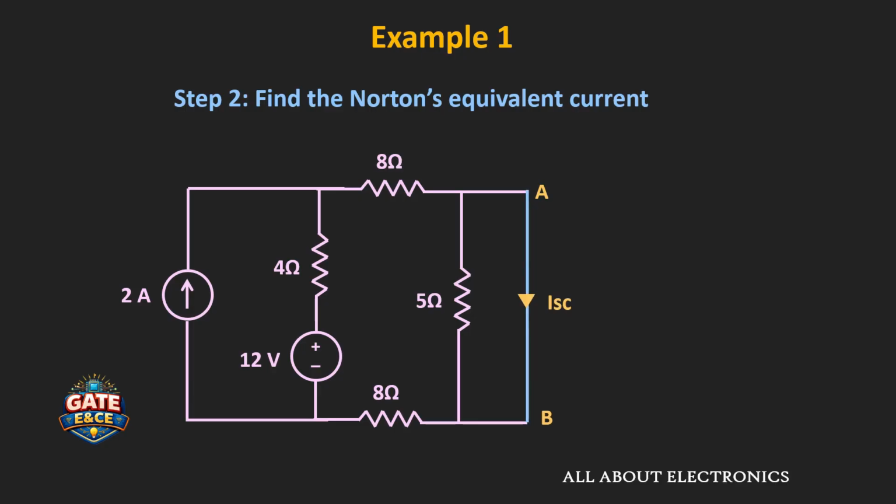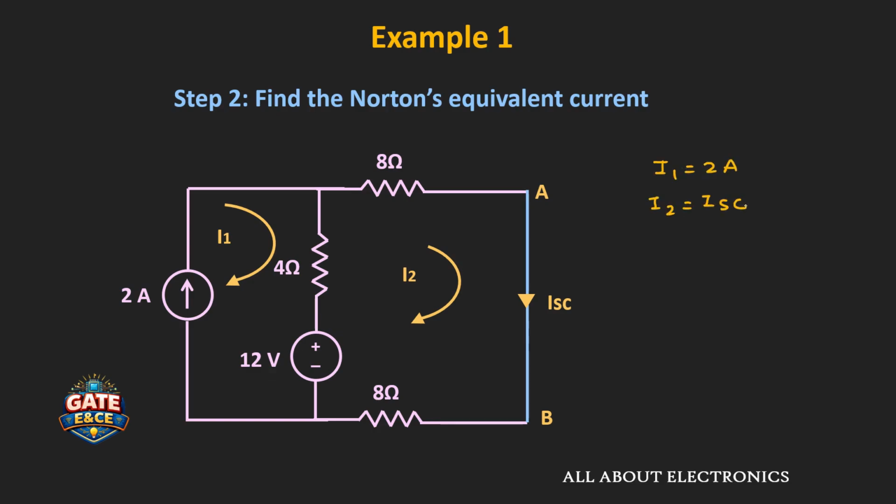So once we short this terminal A and B, then this 5 ohm resistor will also get short circuited. And in this condition, the equivalent circuit will look like this. So in this circuit there are two loops, and let's say the currents flowing in these two loops are I1 and I2. Now if you see over here, clearly the current I1 is equal to 2 ampere while the current I2 is equal to ISC.